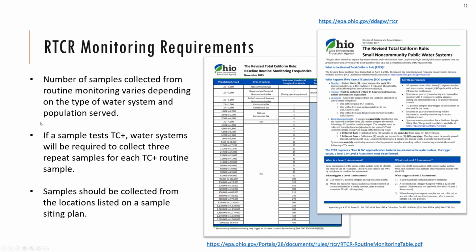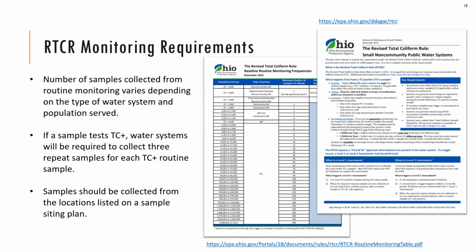Each water system has a minimum number of samples which they are required to collect routinely. The number of samples collected will depend on the size of the population as well as the water source type. Ohio EPA has a handy one-page fact sheet which has a table to help systems determine their routine monitoring requirements.